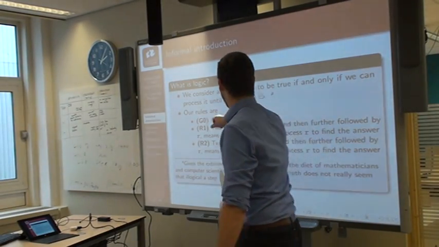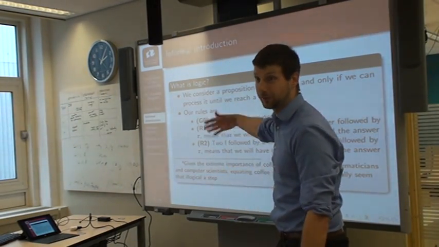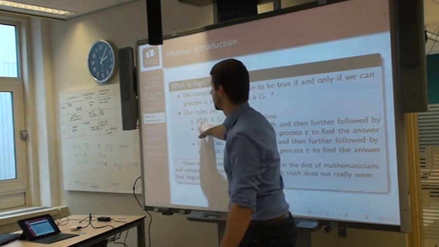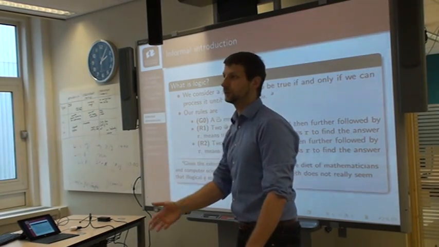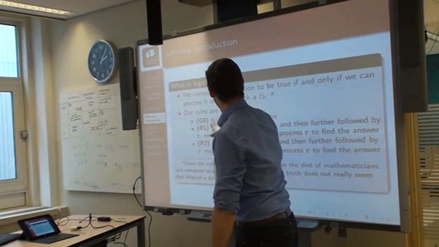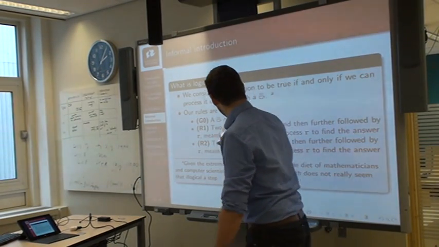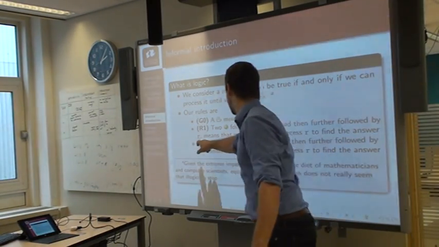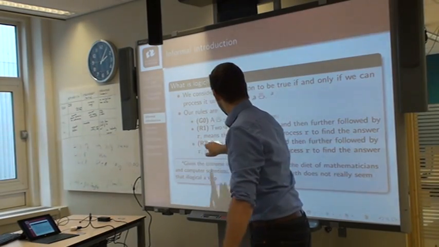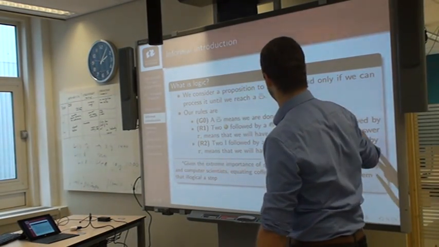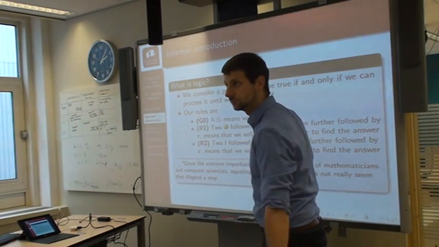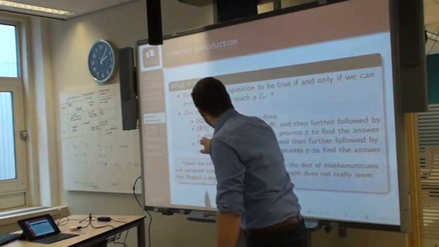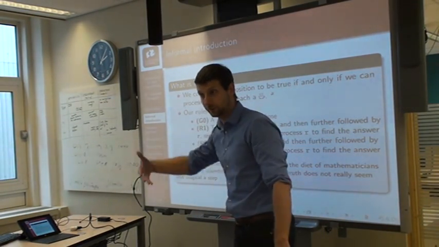So, our rules, which we begin with an informal expression of these rules: this is G0. G means ground, so you reach the ground, you're done. A coffee cup means we are done. 2 smileys followed by a 3, and then further followed by a bunch of symbols which we call R, means that we will have to process R to find the answer. So if we find 2 faces and a 3, followed by a bunch of things, we delete the faces and the 3, we take the remaining thing, and we just go on with the remaining thing.